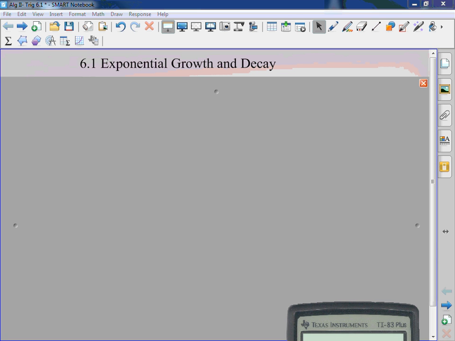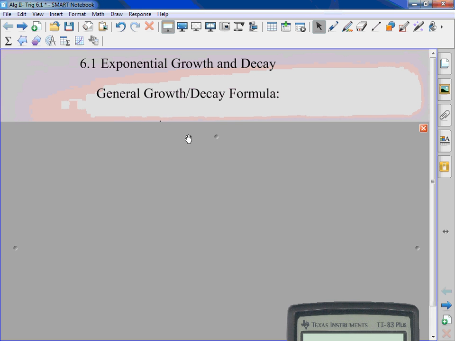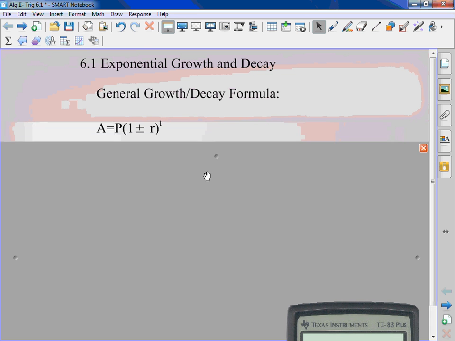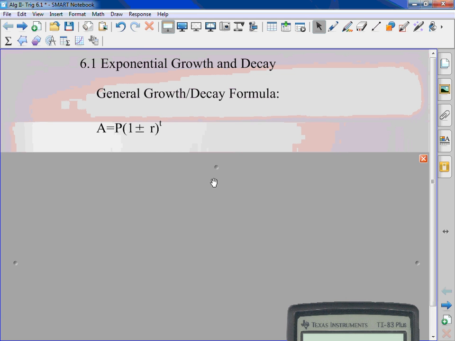6.1, exponential growth and decay. General growth or decay formula. It's not talking about that. We're using the formula A equals P times the quantity of 1 plus or minus R to the T power.